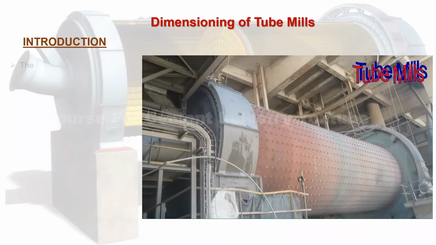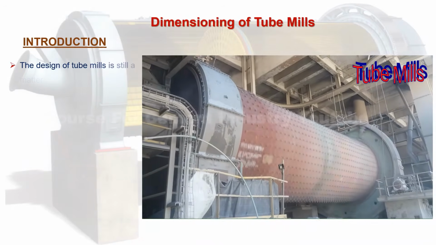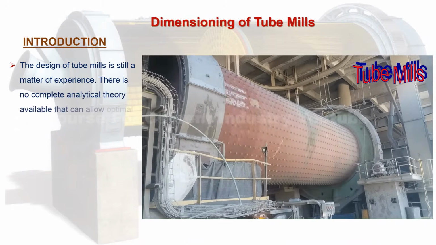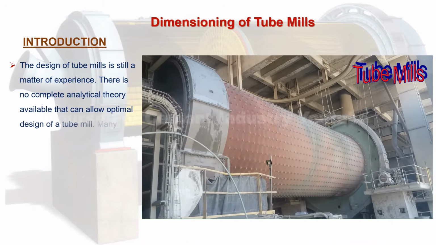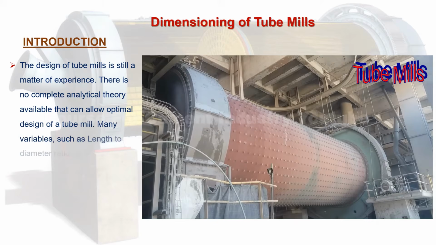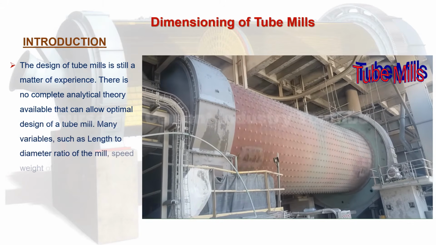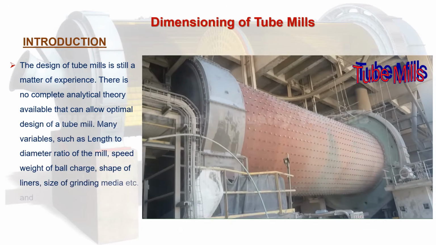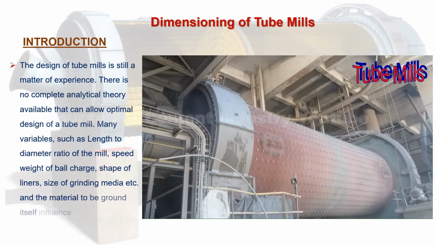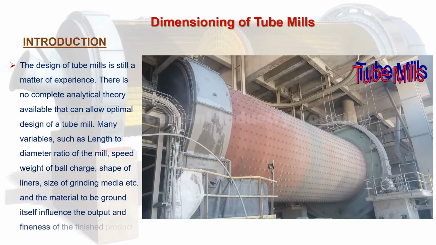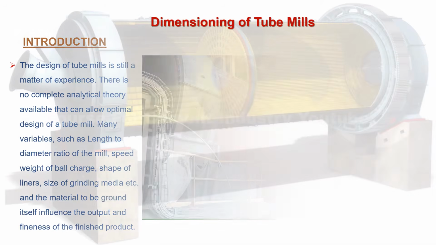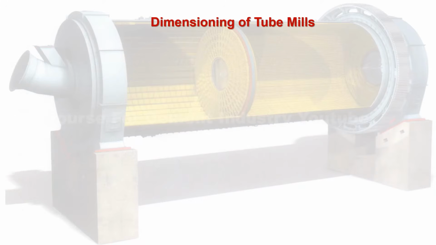Introduction. The design of tube mills is still a matter of experience. There is no complete analytical theory available that allows optimal design of a tube mill. Many variables, such as the length to diameter ratio of the mill, speed, weight of ball charge, shape of liners, size of grinding media, etc., and the material to be ground itself influence the output and fineness of the finished product. In this section the main design criteria will be explained.